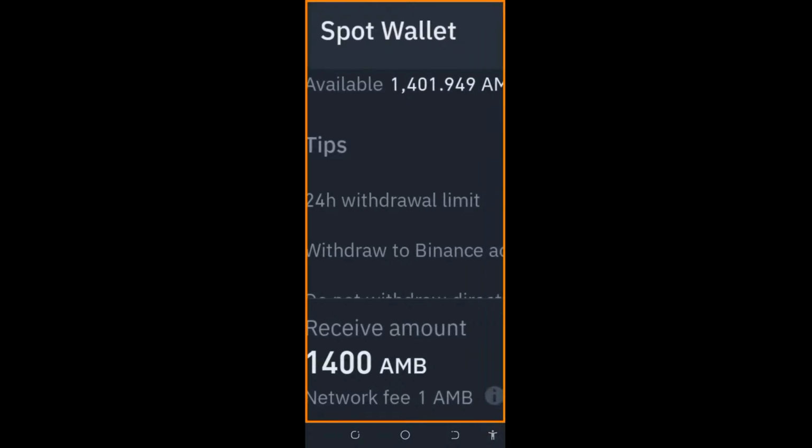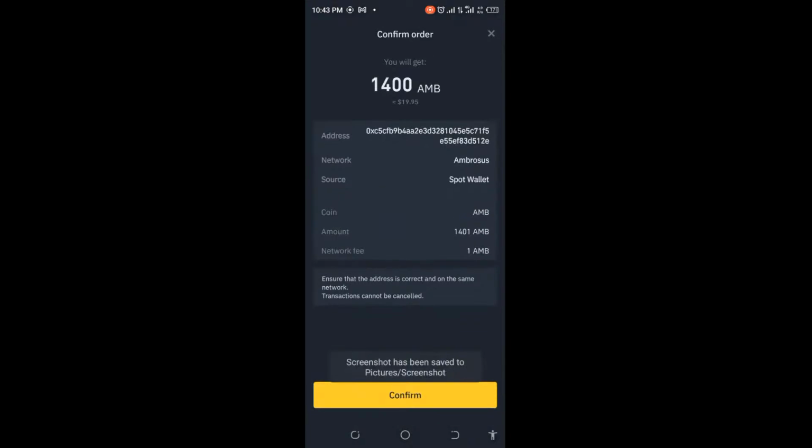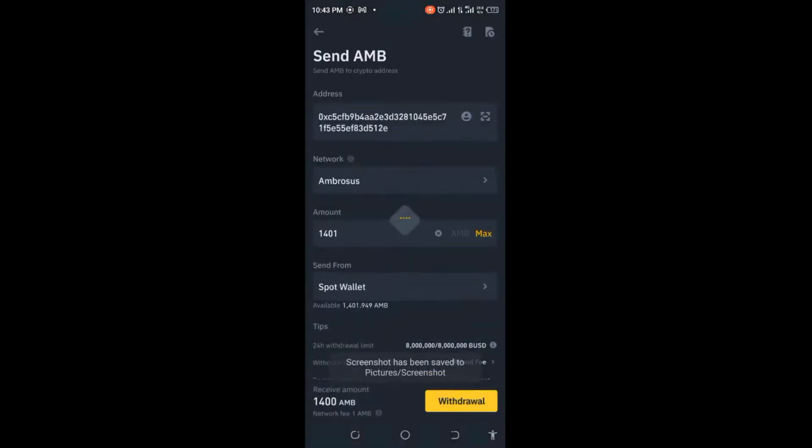It's taking 1 AMB, so that's fine. We're going to get 1400 AMB. I think that's it. Let's go ahead and get this withdrawn. Okay, we're going to get that done quickly. I like to take a lot of screenshots. It's very important for analysis.